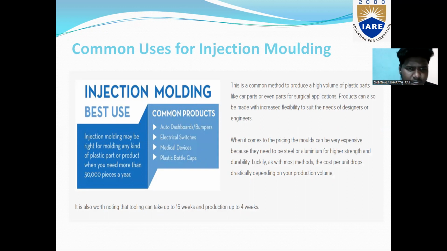The best uses: injection molding may be right for molding any kind of plastic parts or products when you need more than 30,000 pieces a year. Common products are medical devices, plastic bottle caps, and electrical switches.